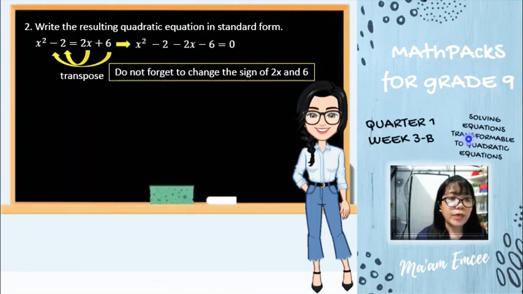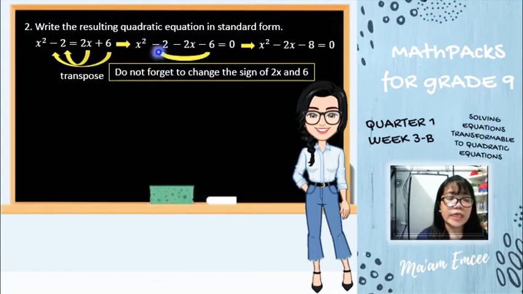So we copy x squared minus 2, then we transpose 2x to the other side, so we have negative 2x, and then we transpose 6 to the other side, so we have negative 6. And what is left on the right side will be 0. So we have x squared minus 2 minus 2x minus 6 is equal to 0. But this is not yet in standard form, because as you may notice, we still have like terms here. We have negative 2 and negative 6, so we can still combine them. So we copy x squared minus 2x, then we combine negative 2 and negative 6.